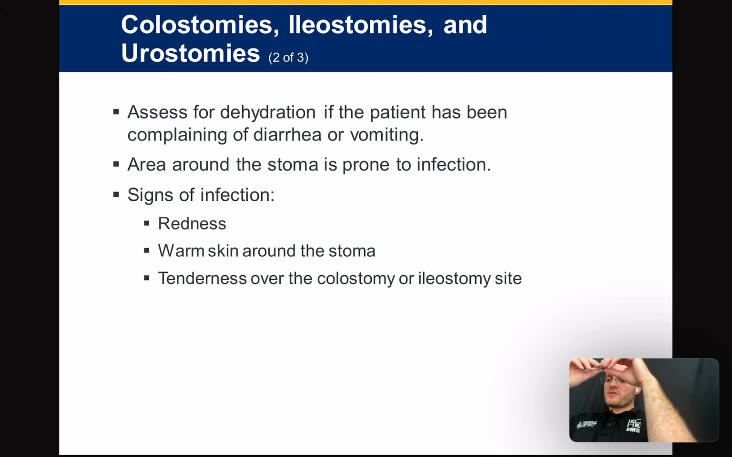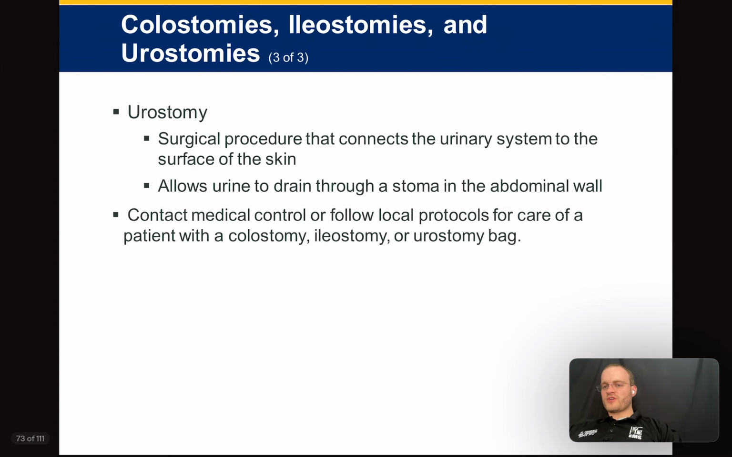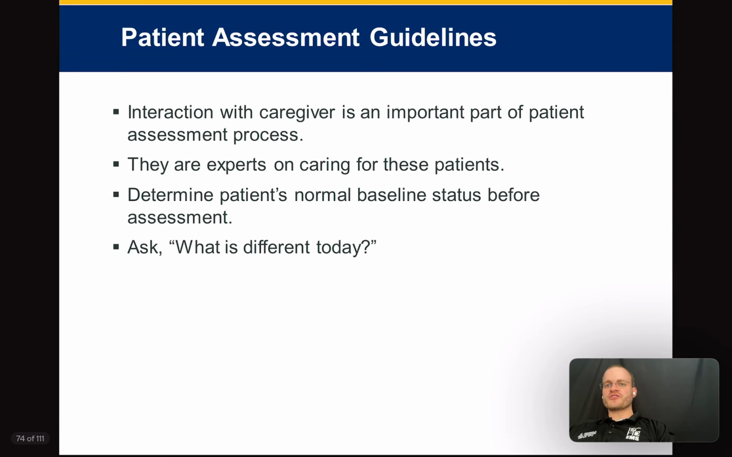And so the area around the stoma is prone to infection. It's also prone to skin breakdown. Your abdominal skin wall is not like your butt cheek skin. It's not thick. And so it's likely to get infected if the size of that bag does not line up perfectly with that stoma. Imagine if you laid human feces on your skin all day, on your abdomen. You're going to get skin breakdown and then infection. So just be aware of that. It can be very tender, very painful. So infection with these is very common. The urostomy is where it connects the urinary system to the surface of the skin. And so that's kind of it.